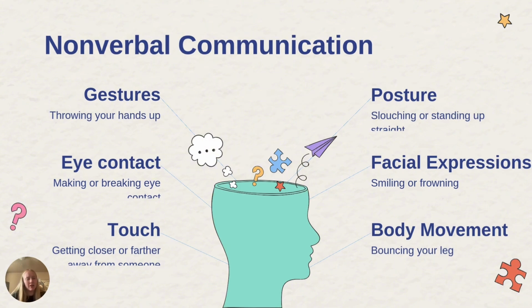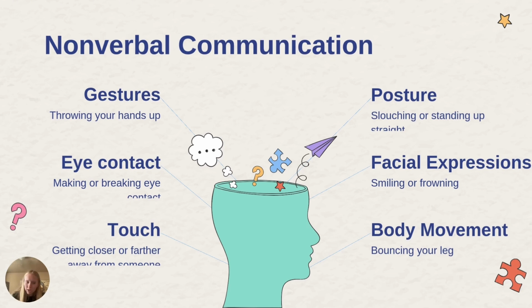For touch, that goes along with space. So if we keep going closer to someone, that might mean that we're comfortable around them. If we're going further away, it can mean that we want the conversation to end or that we're uncomfortable. Touch: if we were to put our hand on somebody's shoulder, that could mean that we're comforting them or that we're sorry and are empathizing with them, but we're not physically saying that.